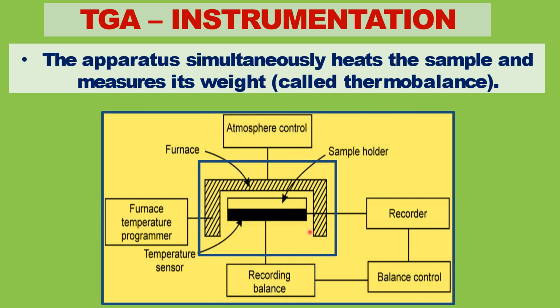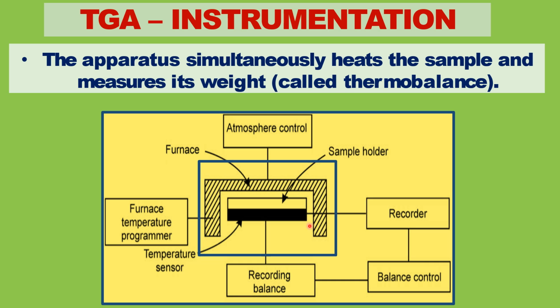So this is the experiment. This is the TGA instrument. As you see here, you have a sample holder where the sample is placed and a temperature sensor. The temperature sensor measures the temperature, because we are heating, and we should know how much we are heating. The sample is enclosed in a heating furnace, and there is a furnace temperature programmer.